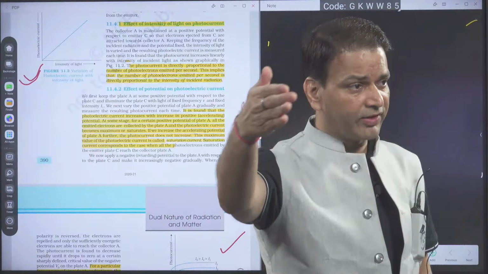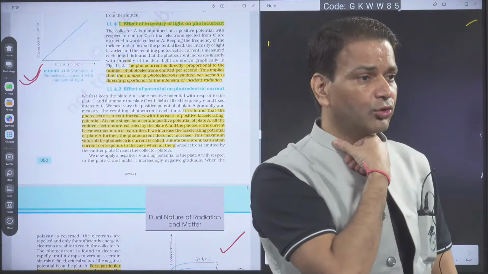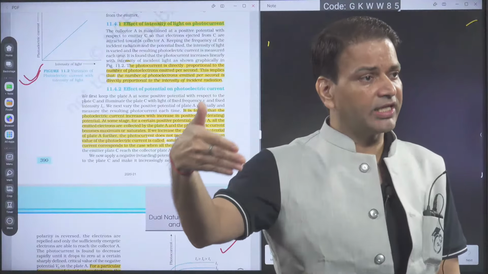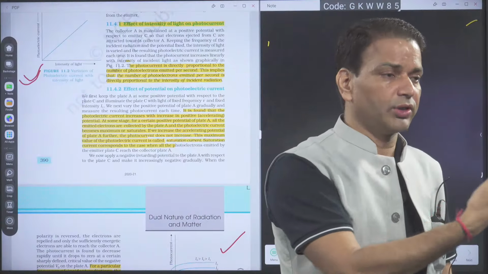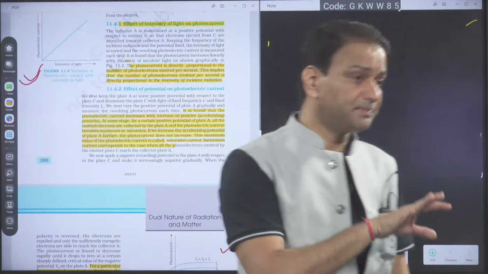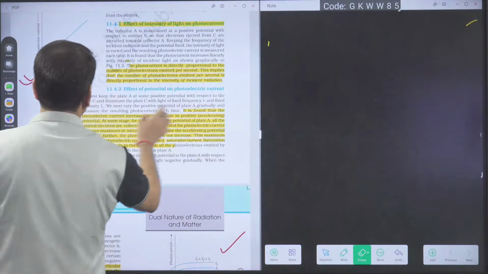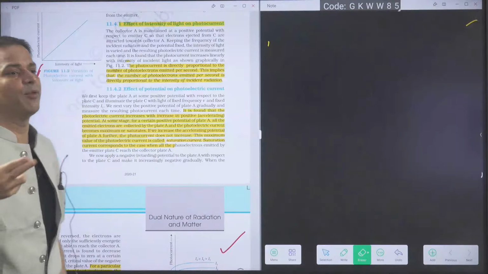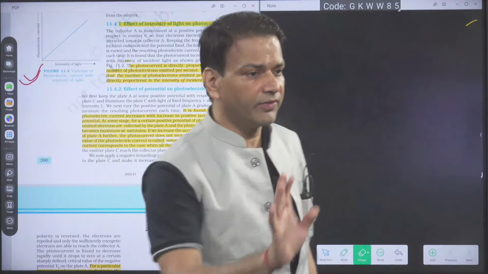Suppose we are giving the collector positive potential, so it will increase the kinetic energy of the photoelectron, so the current will increase. But when we are giving the negative potential to the collector, then it will oppose the motion of the electron, so photocurrent will decrease. Okay, so that way it will affect the photocurrent. It is found that the photocurrent increases with increase in positive potential. So when you are increasing the positive potential, it will increase the kinetic energy of the photoelectron, then current will increase.